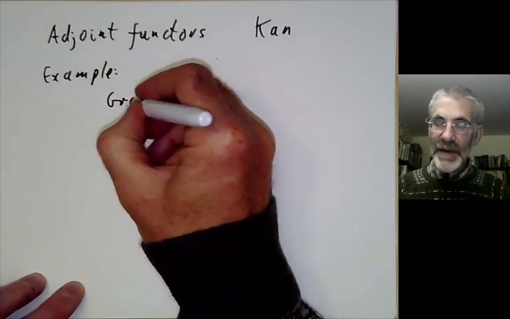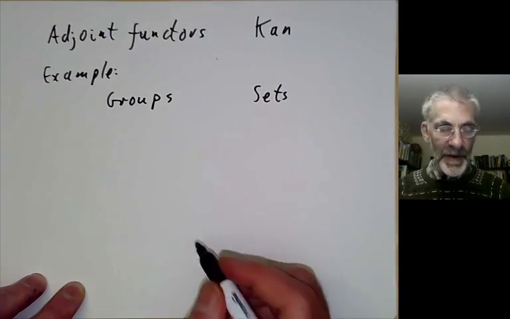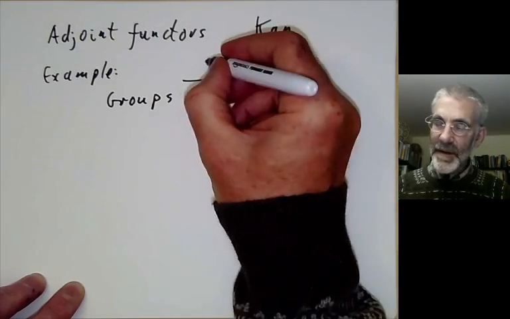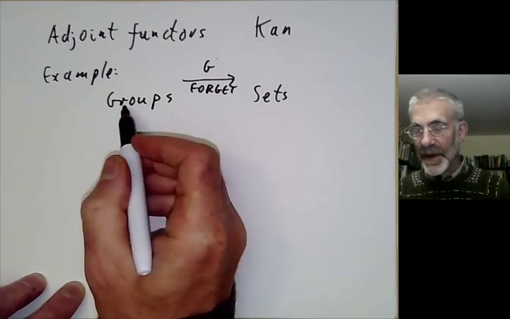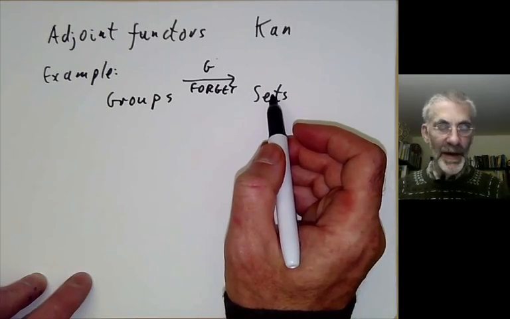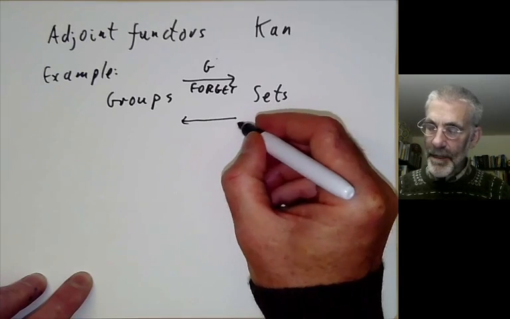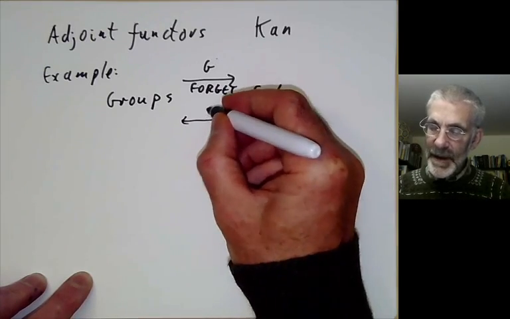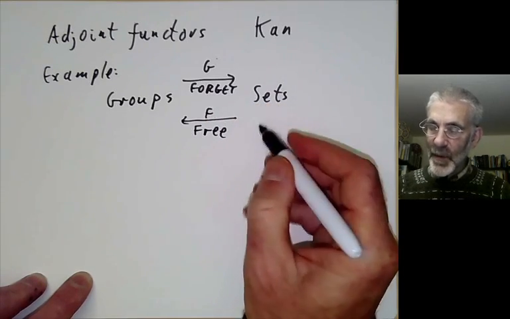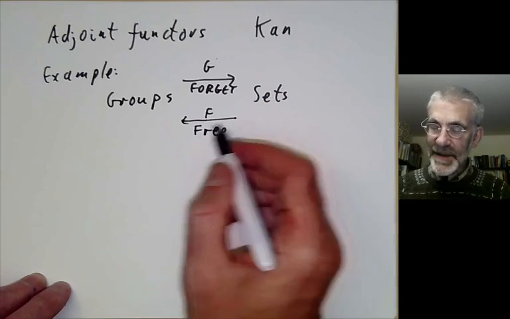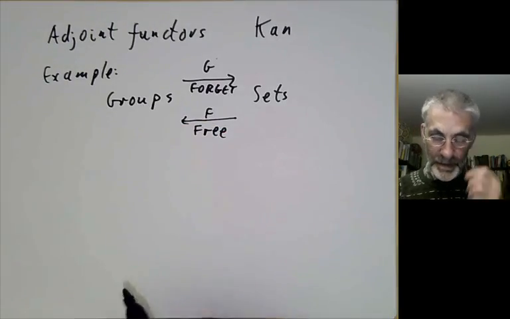So let's start with the category of groups and the category of sets. And there are two functors between these. First of all, there's G, which is the forgetful functor. You just take a group and forget it's a group and look at the underlying set. Given a set S, we can form a functor F called the free group functor, which just takes any set S and turns it into the free group on that set.